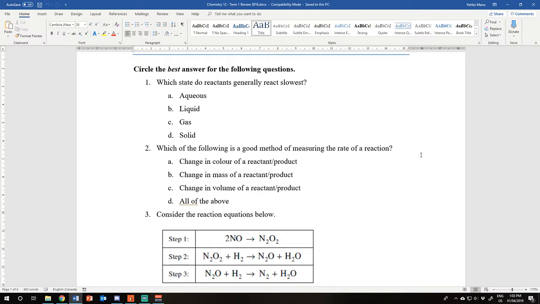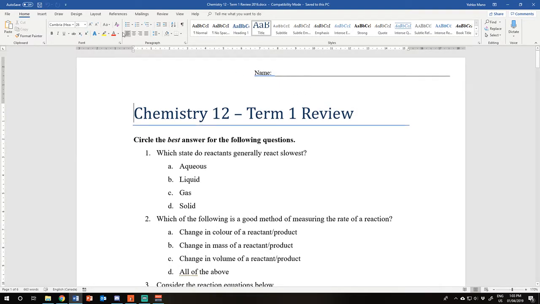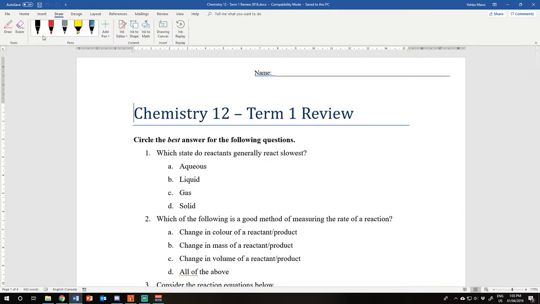Anyways, so let's get started then with my term 1 review. As a quick reminder, term 1 will cover basically, what did it cover again? Reaction kinetics. That's the first unit, reaction kinetics. Then equilibrium was the second unit. And then the third unit was solubility equilibrium.